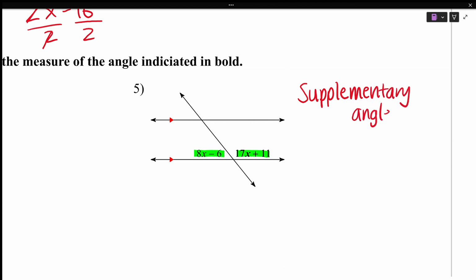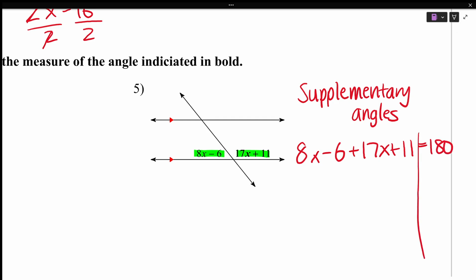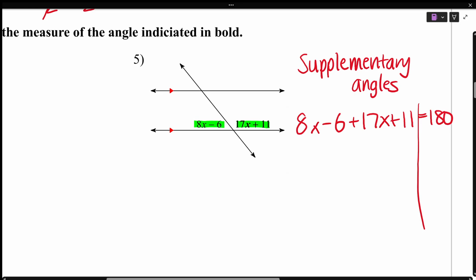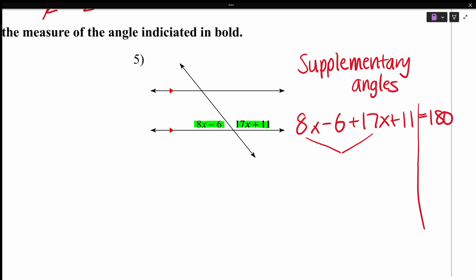Supplementary angles. Therefore, you have to add them up to 180. Okay, and now let's solve. Combine like terms, right? 8x, 17x, they both have variables. We can add them. That should be 25, yeah. Okay. Negative 6 plus 11, that's positive 5.